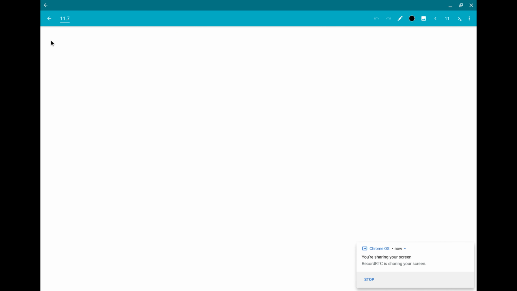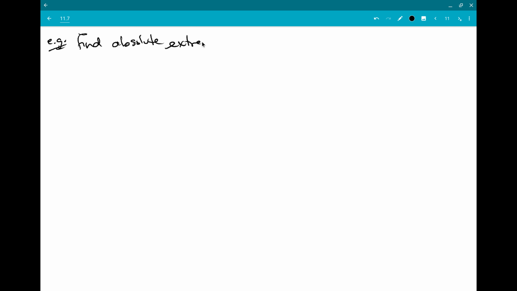For example, we're going to work with... let's see, we're going to try to find the absolute extrema. That's the absolute maximum or minimum of f equal to e to the x squared minus y squared over x squared plus y squared less than or equal to 1.